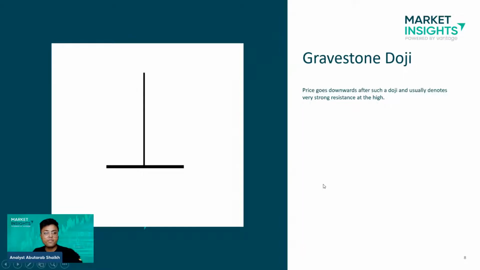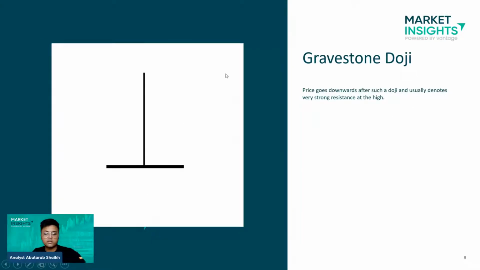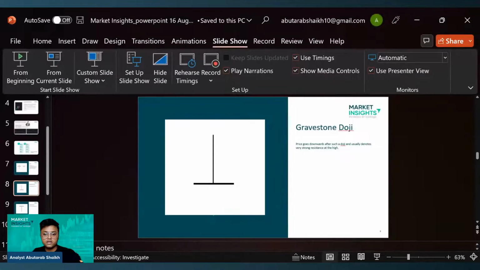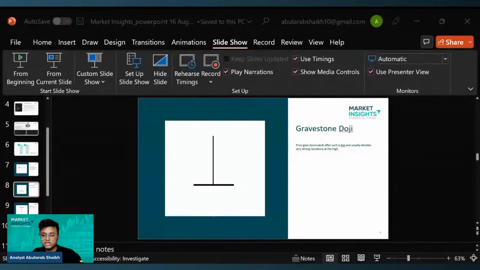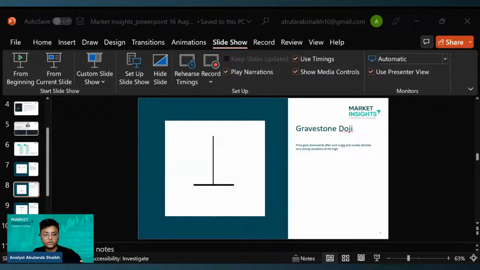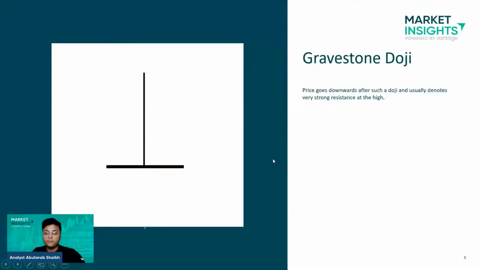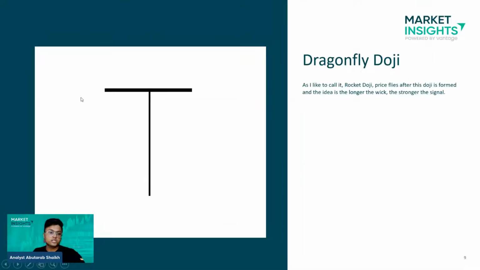Okay. There is a slight variation that I will show you, which is the dragonfly doji. Isn't this exactly the opposite, the mirror image of this particular thing? It does appear like a mirror image. Yes or no? Quickly. Come on. This does look like a mirror image of the gravestone doji. It is called a dragonfly doji.